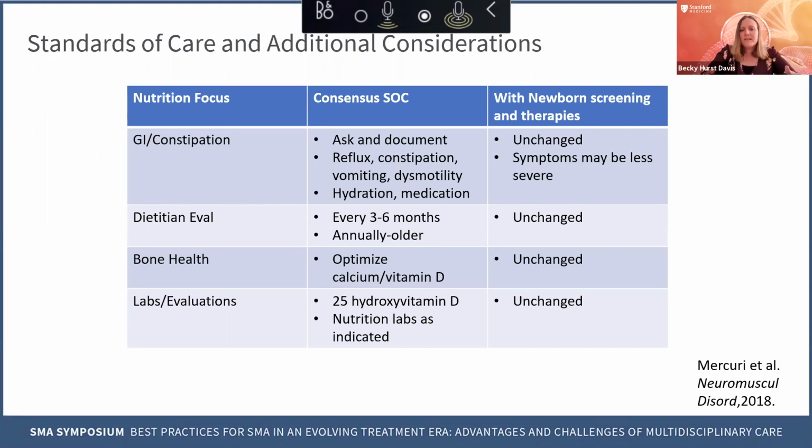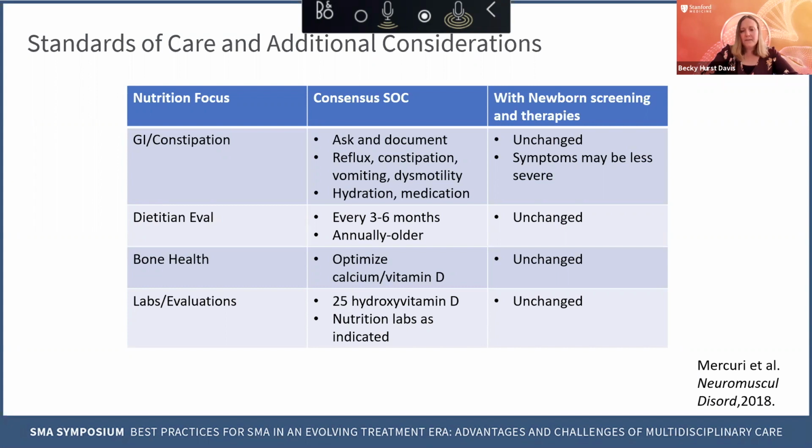We recommend a dietitian evaluation for kiddos every 3 to 6 months, maybe more frequently if they're having feeding or swallowing issues or on a feeding tube, to help adequately adjust for their growth. Annually for older kids and adults. For bone health, we want to optimize calcium and vitamin D, and that has been unchanged.